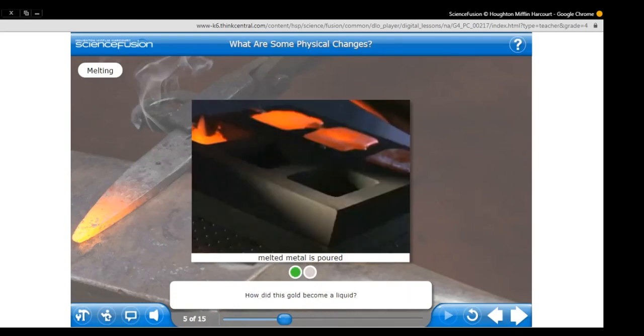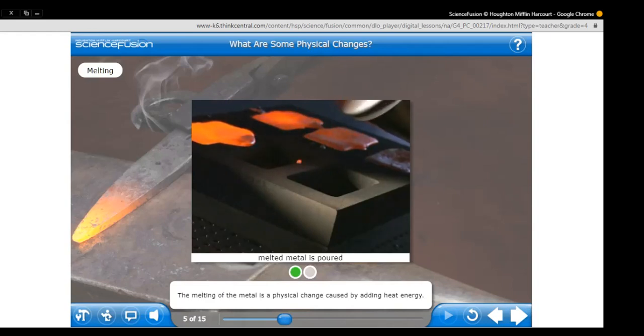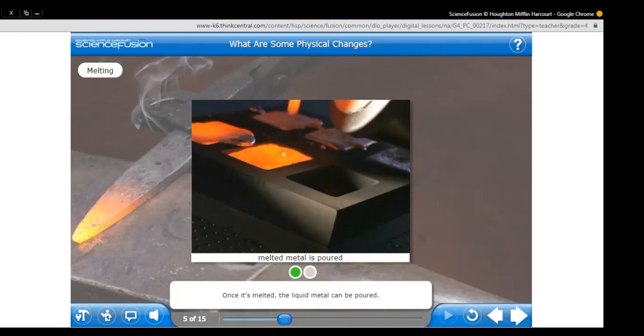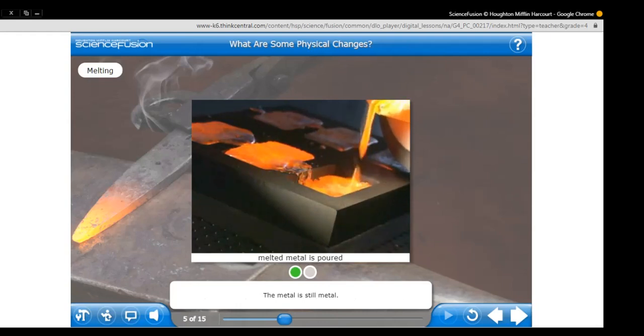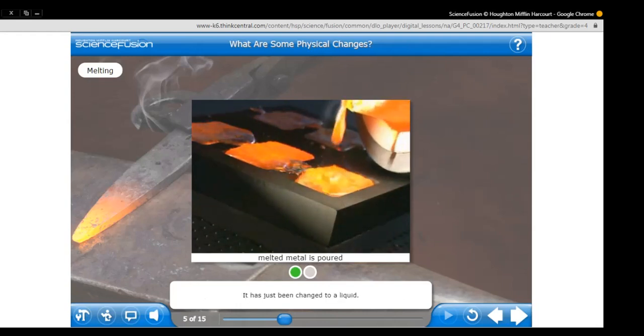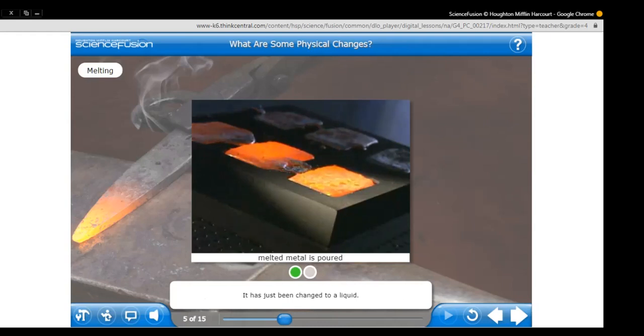How did this gold become a liquid? It melted. The melting of the metal is a physical change caused by adding heat energy. Once it's melted, the liquid metal can be poured. The metal is still metal. It has just been changed to a liquid. So melted metal is poured here.